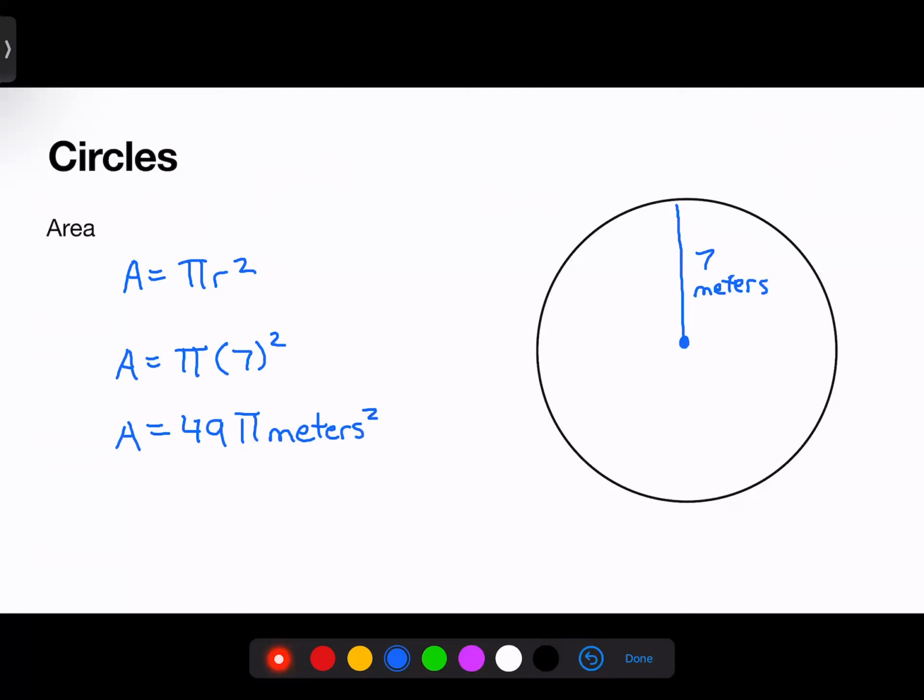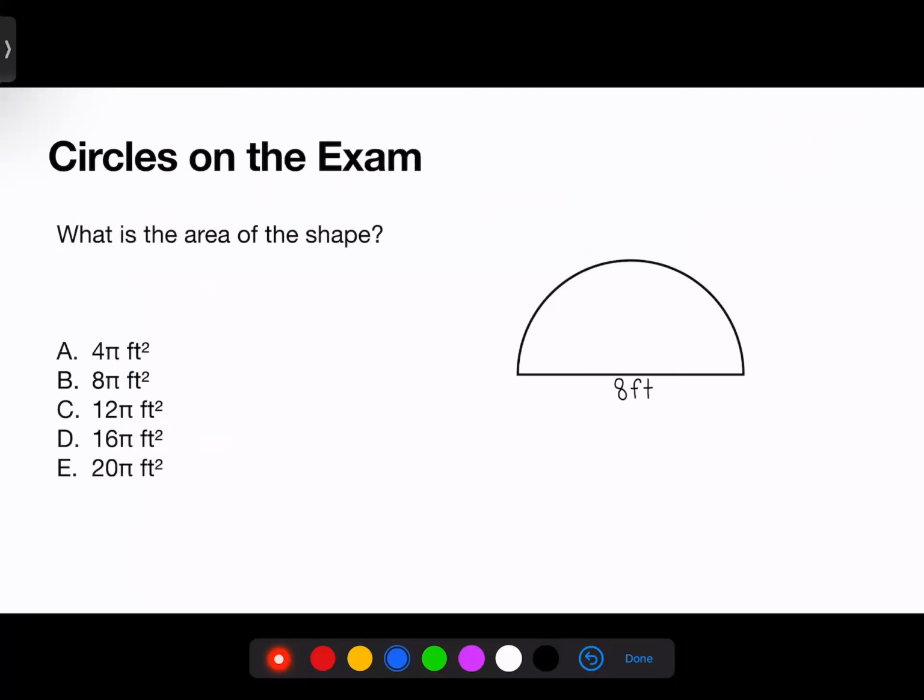Let's look at area on a real practice problem. What is the area of the shape? At first glance, it may appear that we can't solve anything at all, but this shape is called a semicircle. It's a circle cut in half. We can find the area of this full circle, then cut that answer in half, like they've done to the circle. The area of a circle is pi r squared.